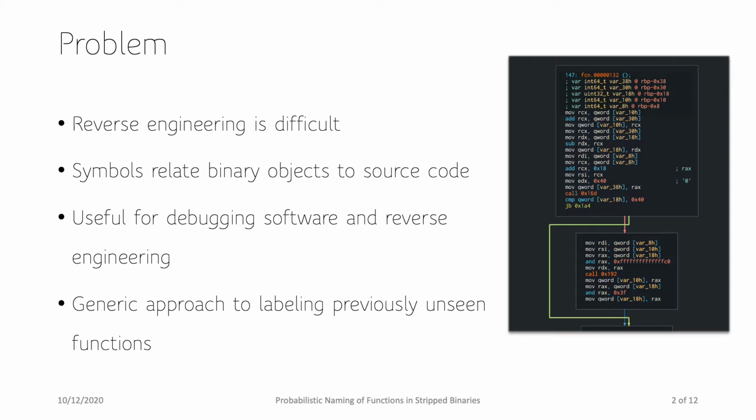In our work, we want to develop a general approach to labeling functions and suggest informative names to reverse engineers, with the ultimate goal of being able to pre-process a stripped binary and add symbol information back in. Our goal is not exact function identification, but we want to suggest relevant names that apply to previously unseen functions. By the end of this presentation, I'm going to explain to you how we do this using our new tool, Punstrip.